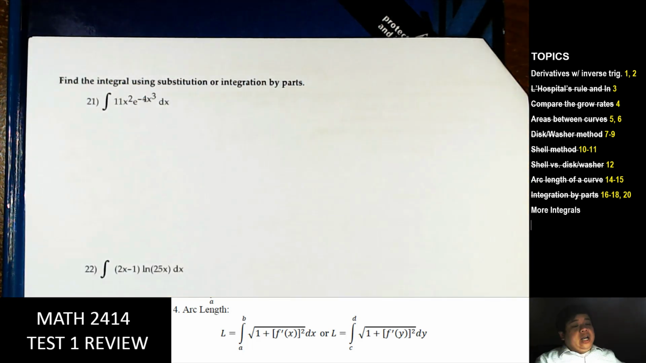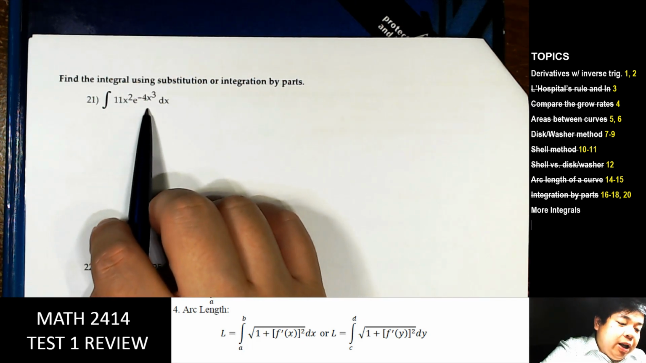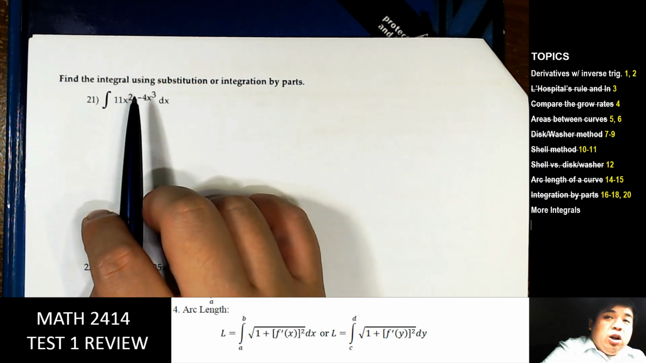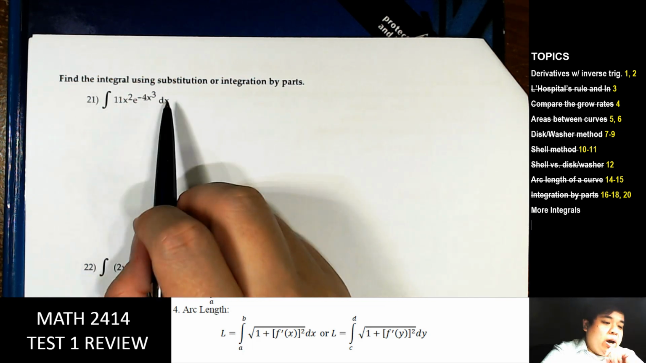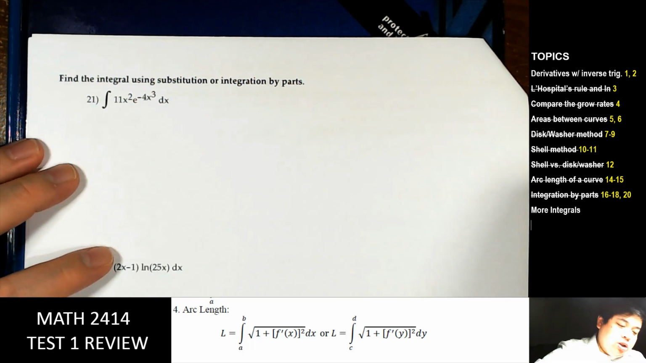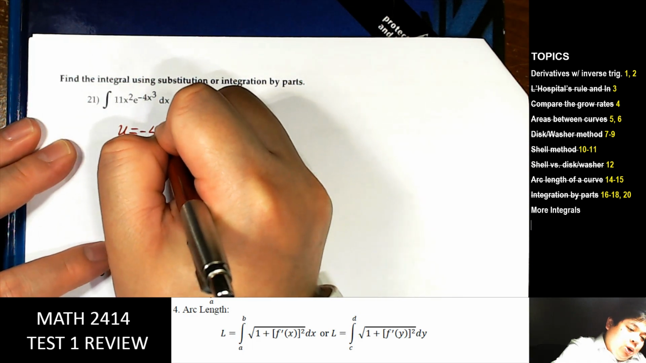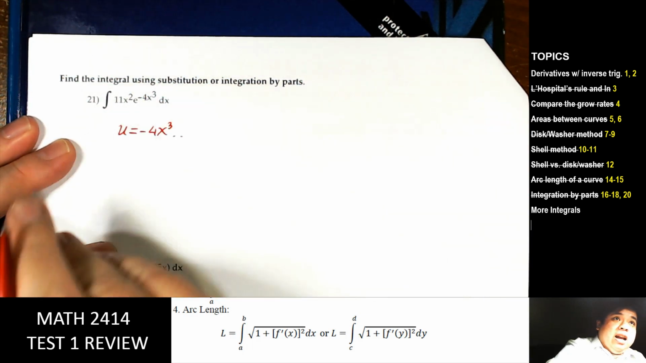Besides, here when we let u equal to negative 4x cubed, derivative of x cubed is x squared. So some things will cancel with this one. So that one's good. So this one we just use substitution. u equal to negative 4x cubed. And then I'll let you do that problem.